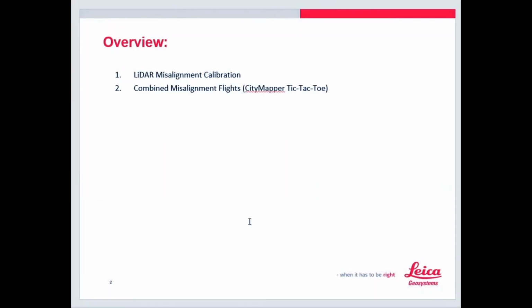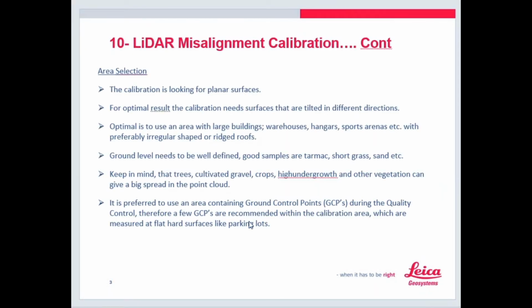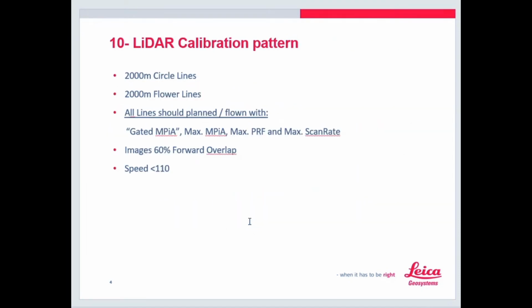Okay, again, this is extracted mostly from the service manual. There are the basic general parameters, 2,000 meter lines. We will see later if we combine Lidar and cameras, so we can just take 1,600 meters, for instance, and we can fly also for Lidar calibration. We can also use the 1,600 meter lines for Lidar and for cameras at the same time. All the lines should be planned and flown with gated MPA.